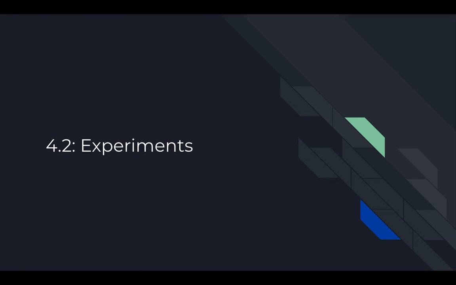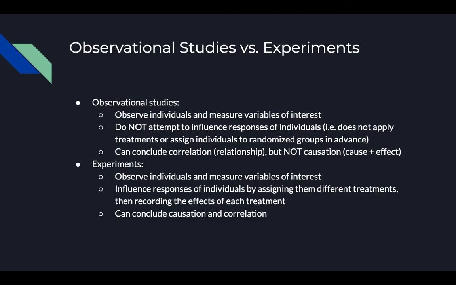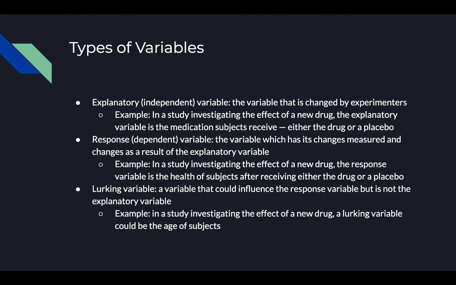This is important as a building block for a lot of more advanced statistical procedures that you'll get into later. So first, it's important to understand the difference between an experiment and an observational study. They're both going to collect similar data. They're both going to observe individuals and measure the variables of interest. The main difference is that observational studies don't influence the responses of individuals, whereas experiments do by assigning individuals to different treatment groups and recording the effects of those treatments. This means that while both studies can conclude correlation, that two variables are related, only experiments can conclude causation, that one variable changing causes a change in the other.